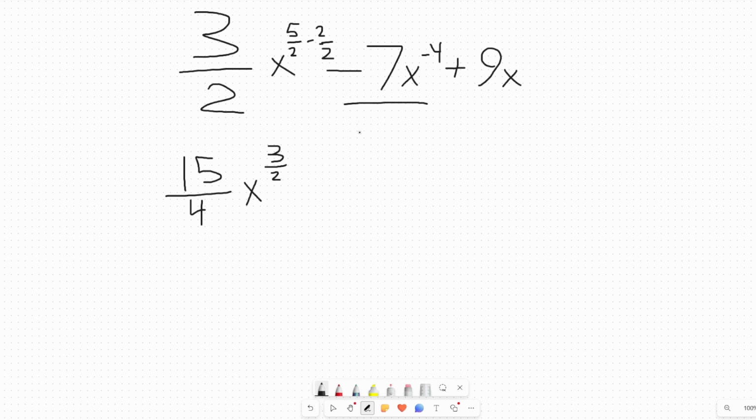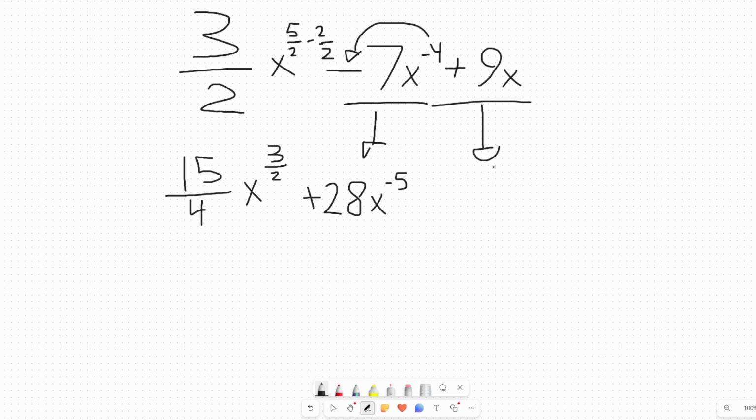Now we have our second term, so bring that down. Bring the 4 over, and it's negative already, so we have 7 times 4, which is 28, so plus 28, because we have 2 negatives, plus 28x to the negative 5. Negative 4 minus 1 is negative 5. Now we have 9x, okay?